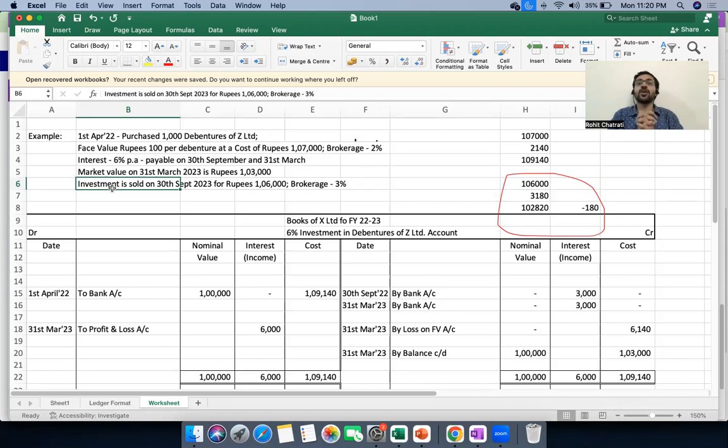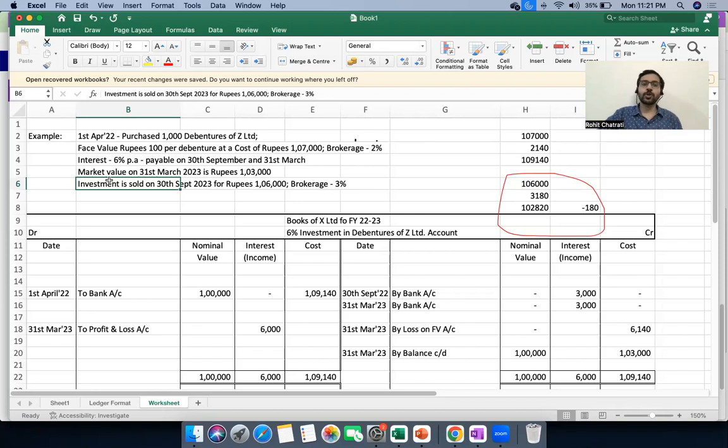Now, what can happen if I am buying the investment on, say, 1st May or 1st June? What can happen if I sell the investment on 31st of August, 31st of December, or 30th of November? Then it's going to get slightly more complicated, and we are going to look at that as well.